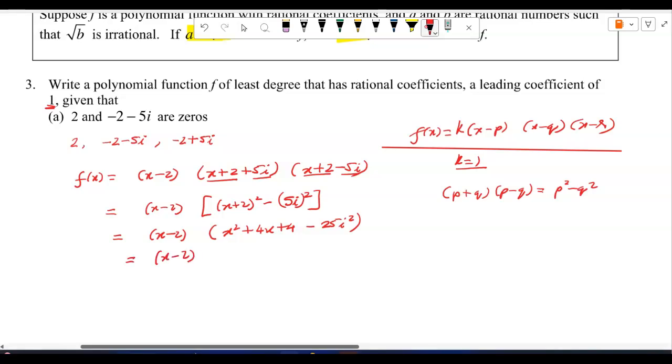So what will this be? (x minus 2)(x squared plus 4x plus 4), and i squared is minus 1, so minus 25 i squared is plus 25. So this would be (x minus 2)(x squared plus 4x plus 29).